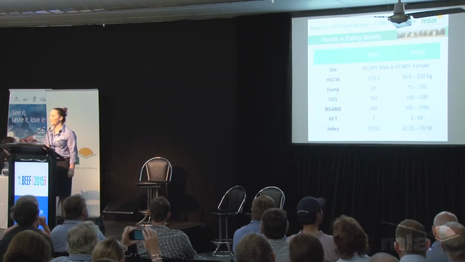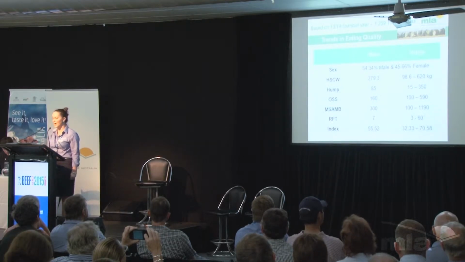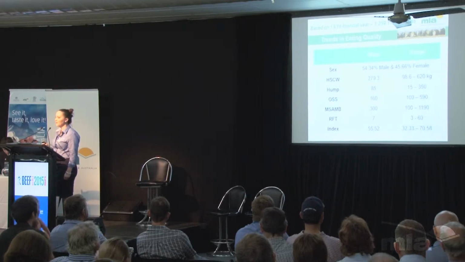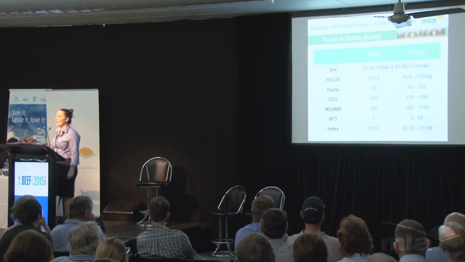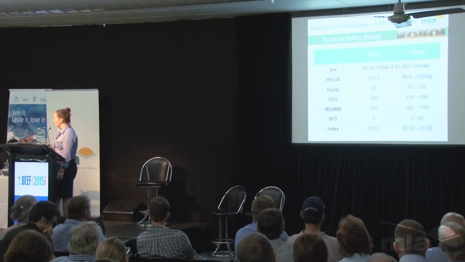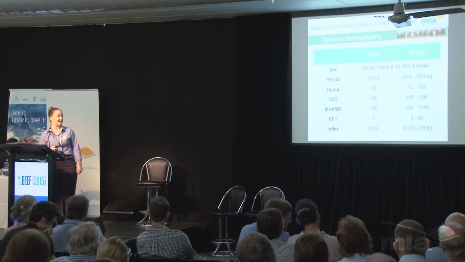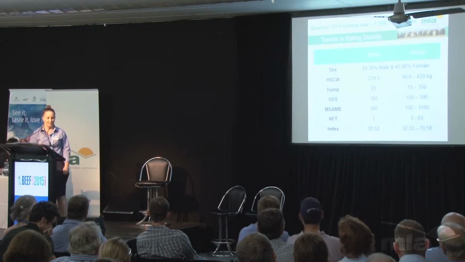This is based on the Queensland kill data for 2013-14. So we're looking at approximately 1.2 million carcasses here. As we can see, on average, 54% of the kill is male. The average hot standard carcass weight was 278, almost 280 kilograms. Our average hump height was 85 millimetres. Ossification was 160. MSA marbling 300, or similar to an AUS-MEAT 1. Rib fat was 7, and most importantly, our MSA Index ranged in at 55.52, but there was a range there between 32 and 70.